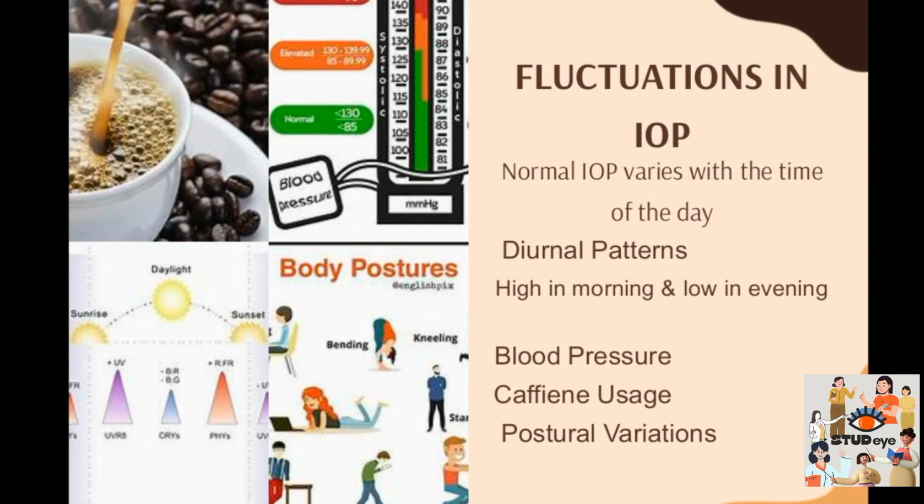Now the next factor that can change IOP is the blood pressure, right? If there are any changes in the blood pressure, IOP may vary. Caffeine usage can also increase the IOP. There can be a false reading of the IOP, where the patient is actually normal, with no glaucomatous changes, because we all know that high IOP can cause glaucoma. But still the IOP is high because the patient has a lot of caffeine intake, taking coffee or tea very frequently.